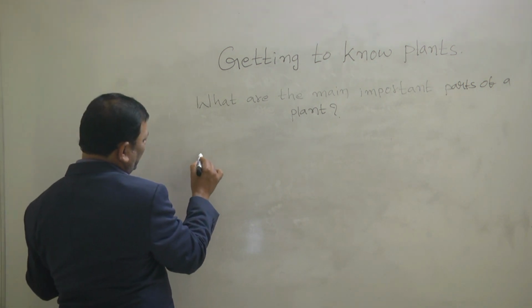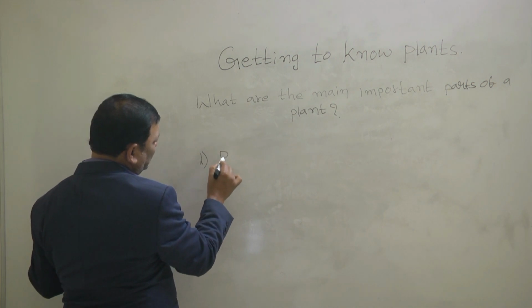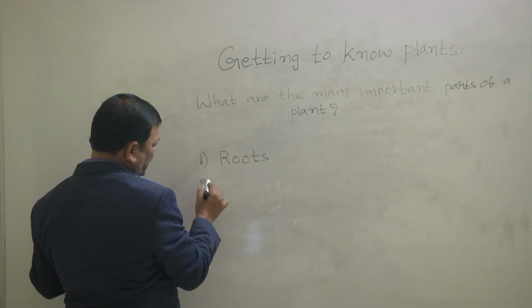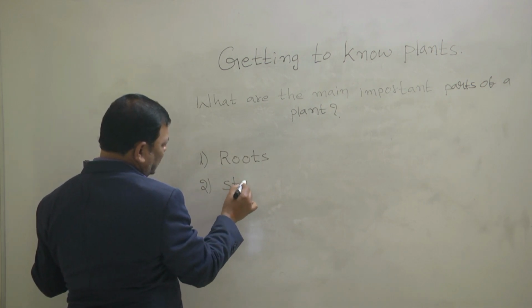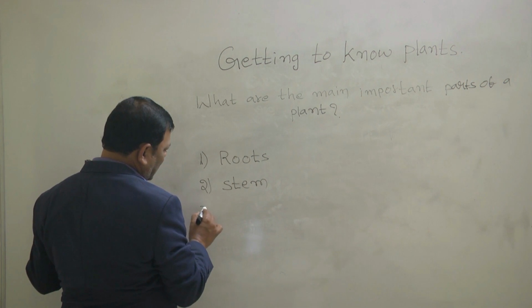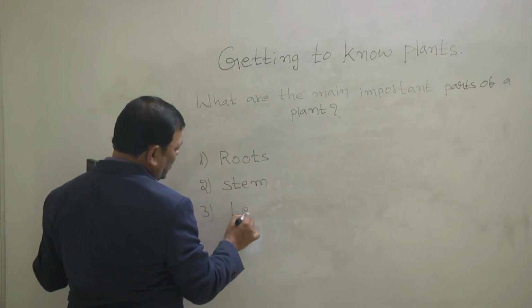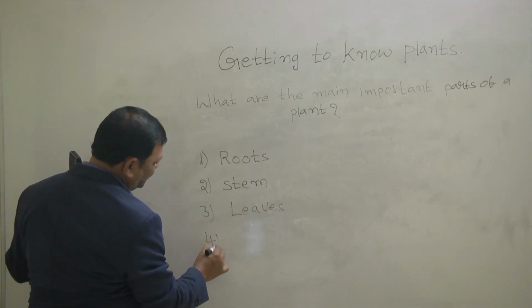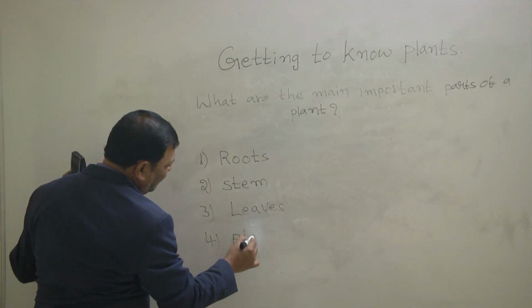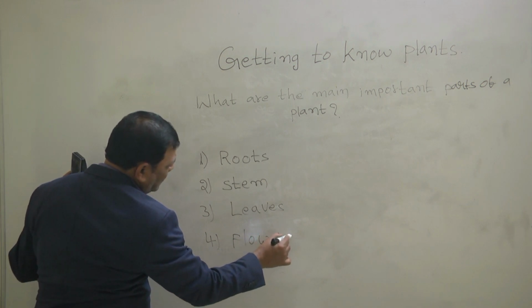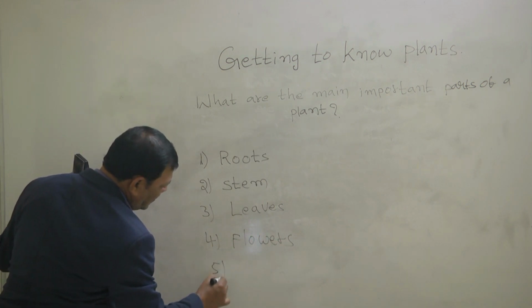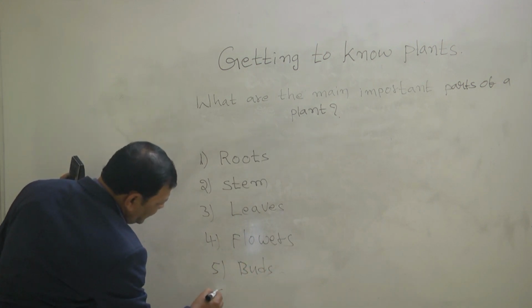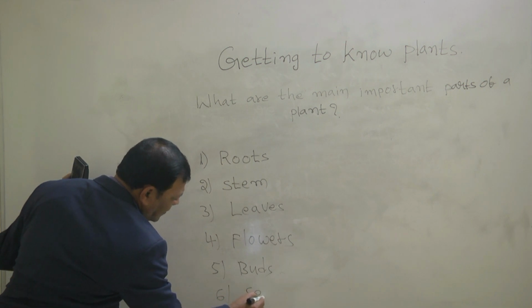That is, first one, roots. Second one, stem. Third one, leaves. Fourth one, flowers. Fifth one, buds. Sixth one, seeds.